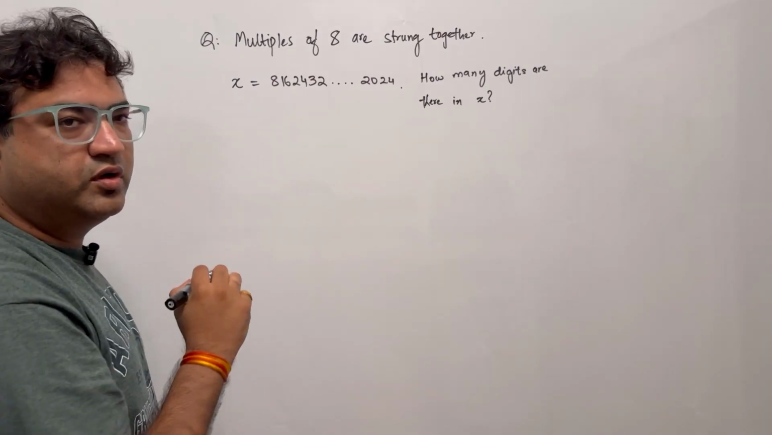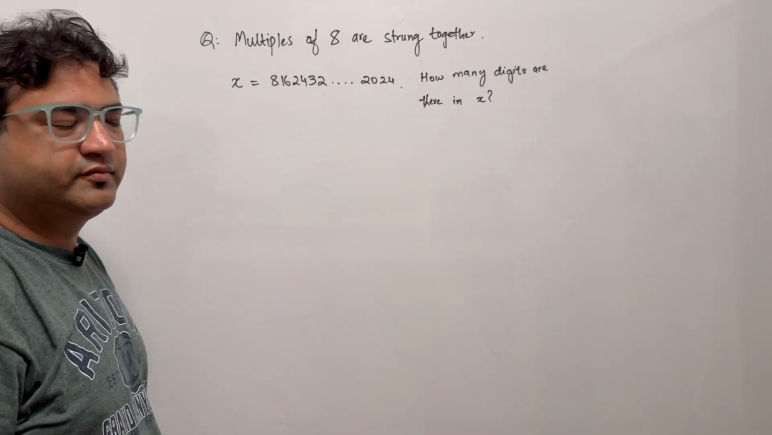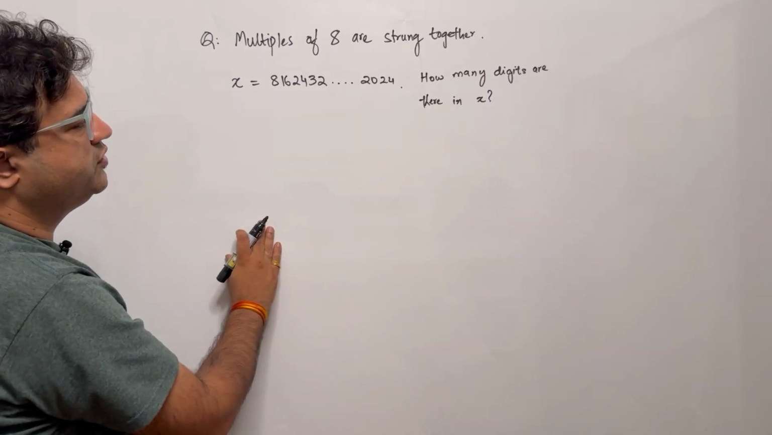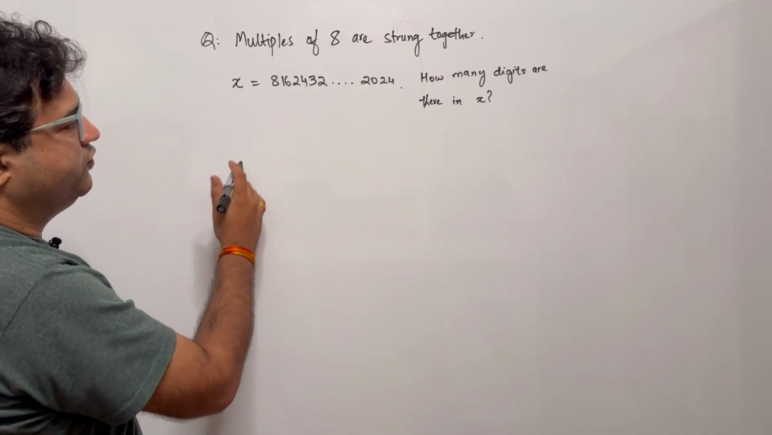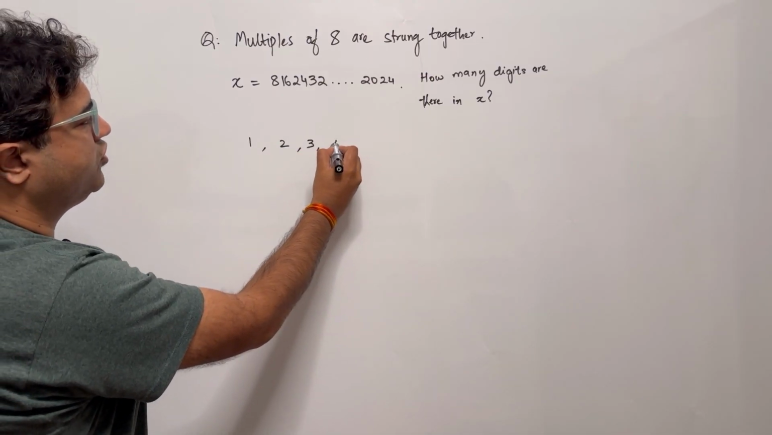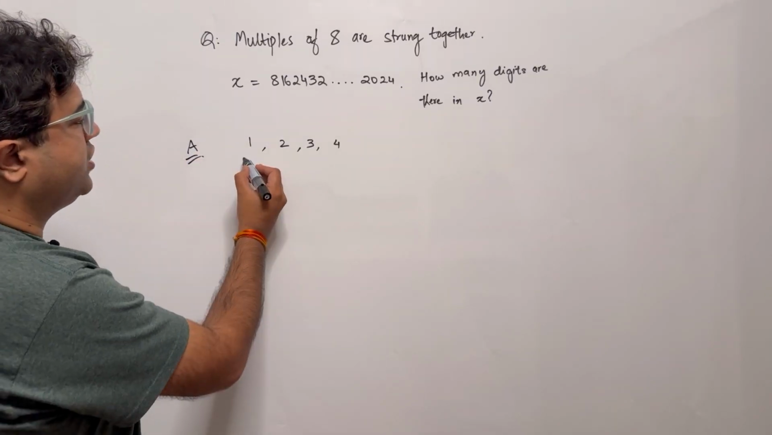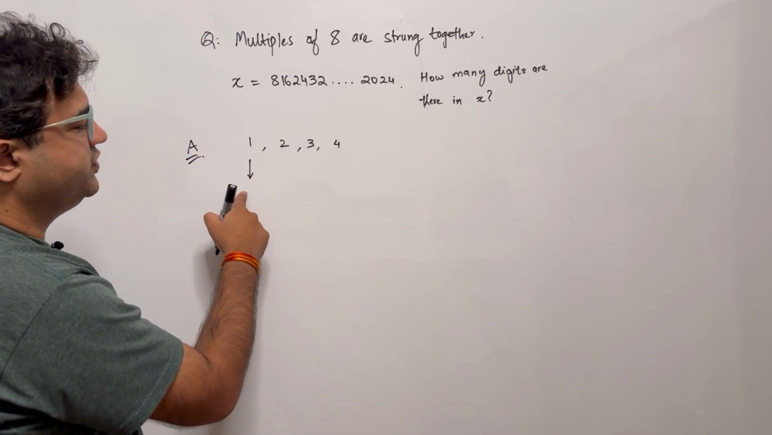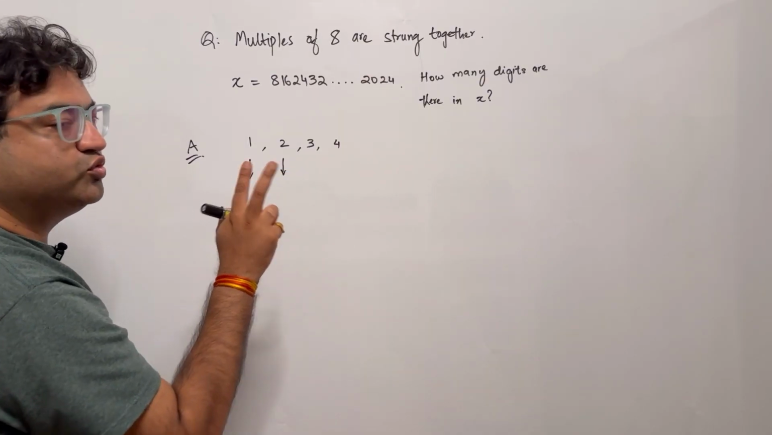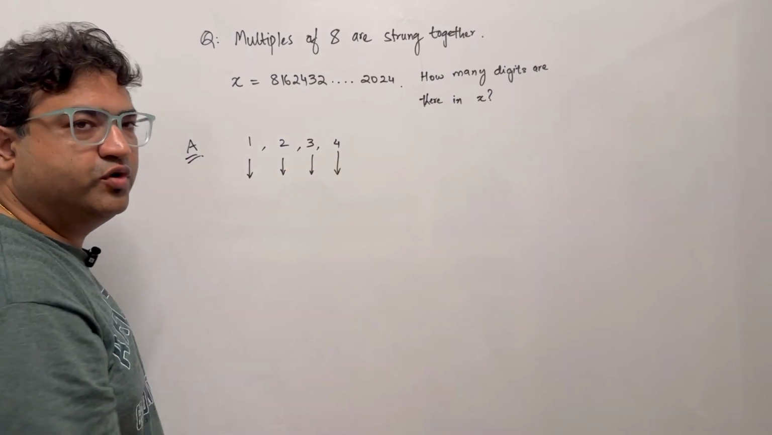So how do we approach this problem? We know that multiples of 8 up to 2024 will have either 1 digit, 2 digits, 3 digits or 4 digits. So we have to count how many multiples there are which have only 1 digit, how many have 2 digits, how many have 3 digits, and how many have 4 digits.